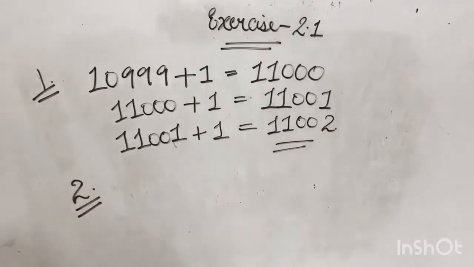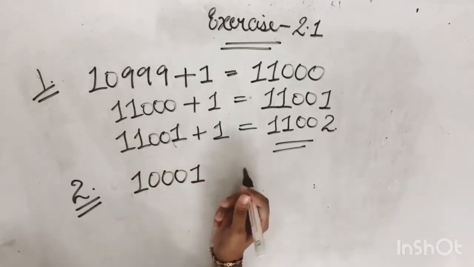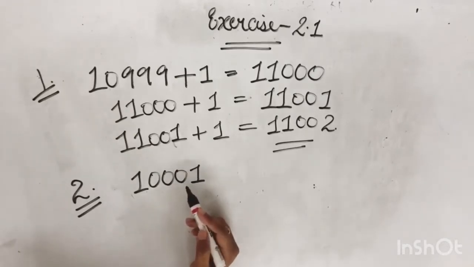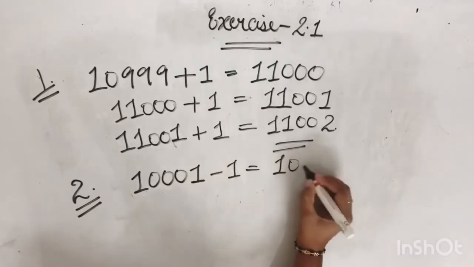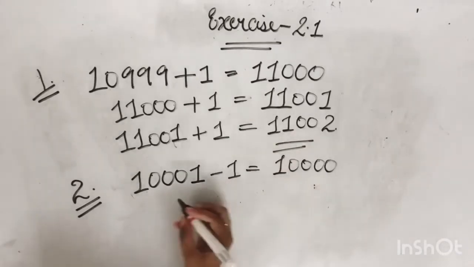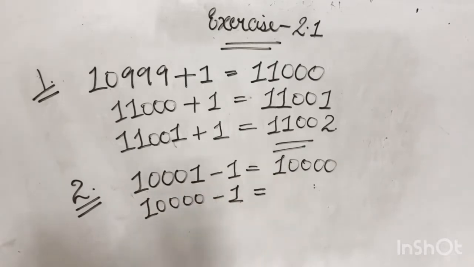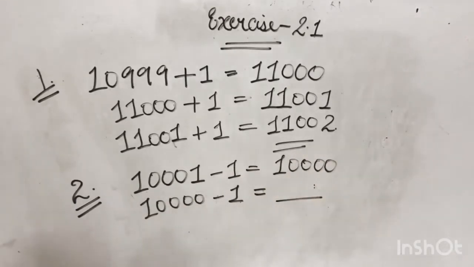Second question. Write the three whole numbers occurring just before 1001. Now you have to find the number occurring before this number. It means you have to subtract 1. Subtract 1 from this number. You will get the answer. Now again you have to find one more number. So again subtract 1. Again you have to find one more number. So whatever result comes, again subtract 1.